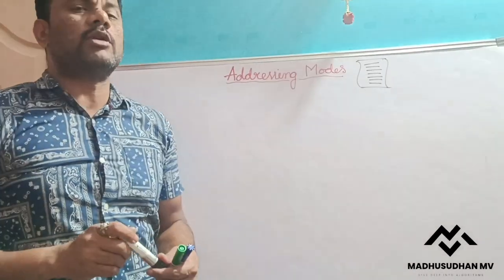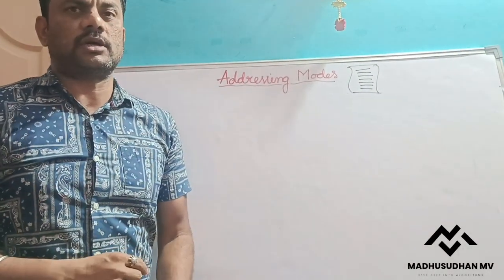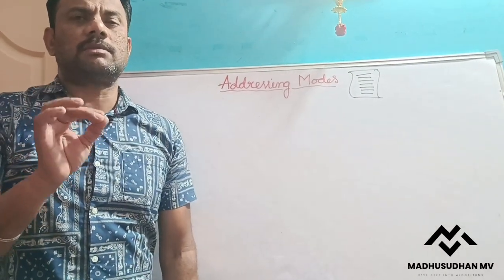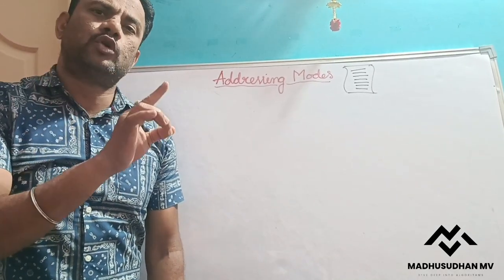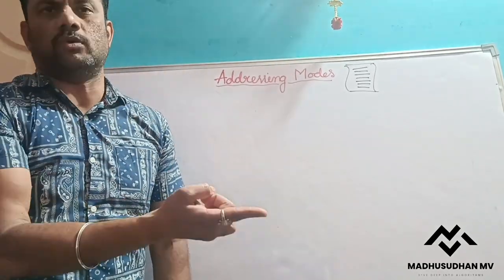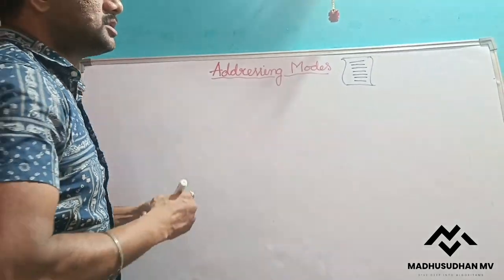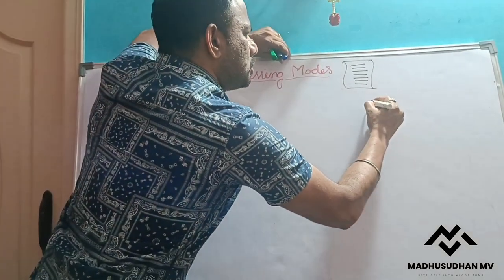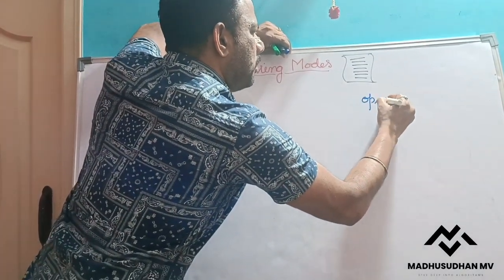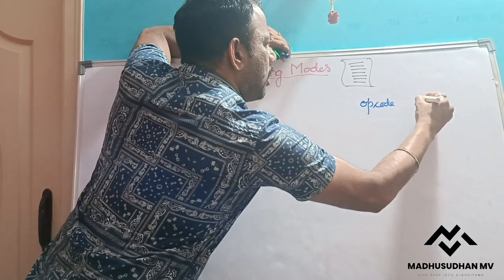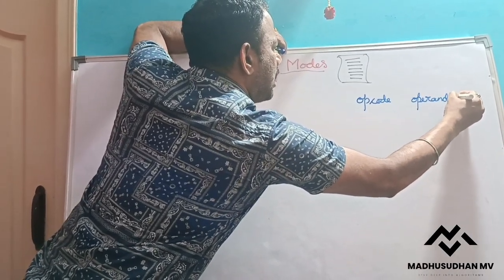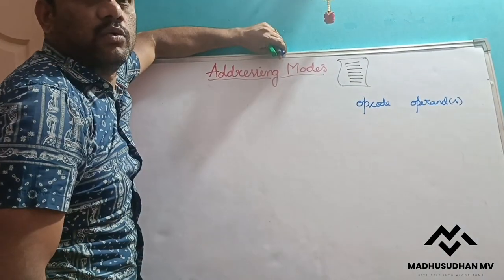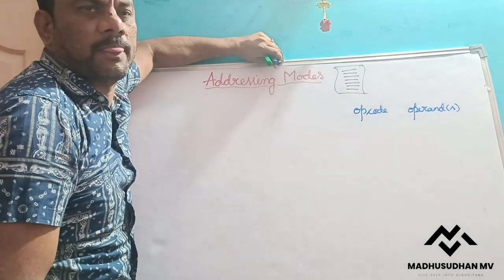Now, in my last video, I told what we mean by instructions. Instructions are nothing but the commands given to the processor, telling it what to do as well as what to do it on. So the general syntax of any instruction is: there will be some opcode, and this opcode operates on some operand or operands. It may be one operand or two operands, depending upon the type of instruction.